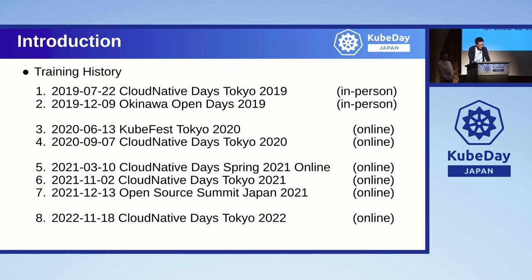This is the event list where we held the training. You can notice the training went online from 2020. I think many people know the reason why. But please wait, I'll show you the details in the latter half of this session. All of these events were held in Japan and mainly focused on cloud-native fields. So trainees are highly motivated to contribute to the Kubernetes community, I think.